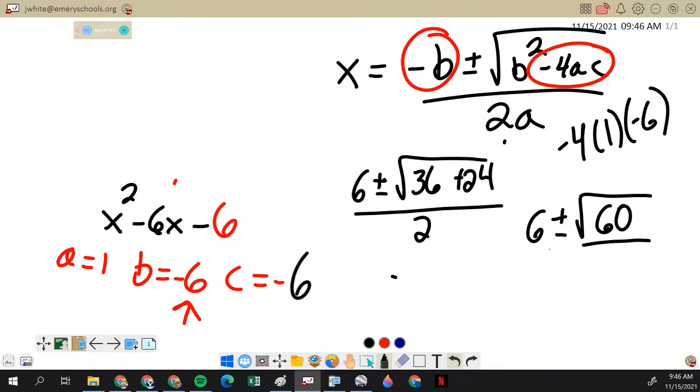60 over 2. Now, this is why we learned how to simplify square roots. That is not in simplest form.